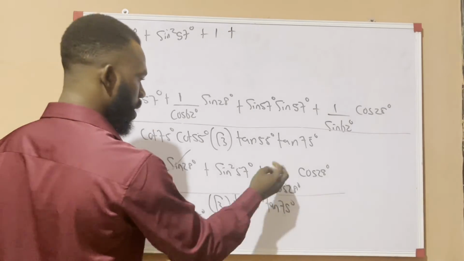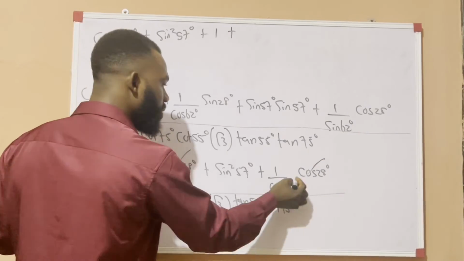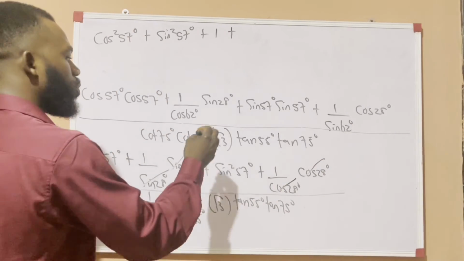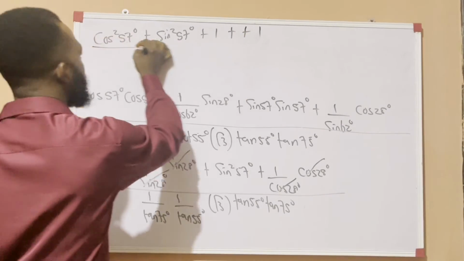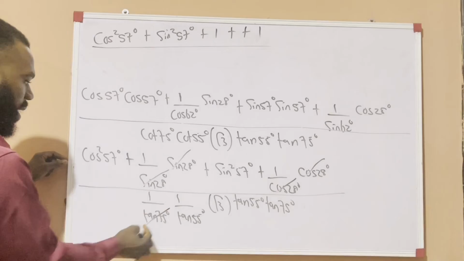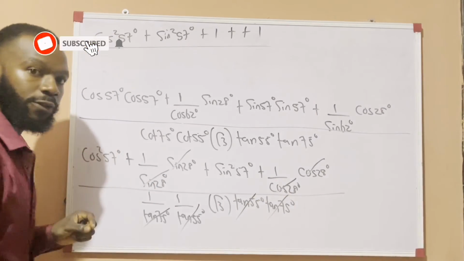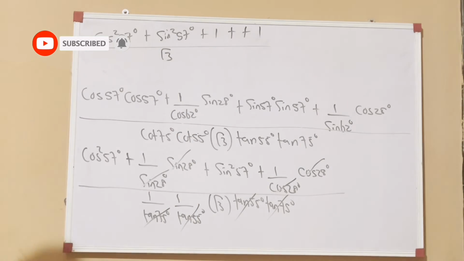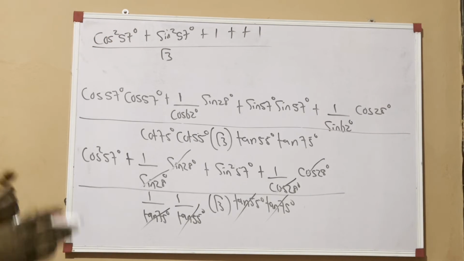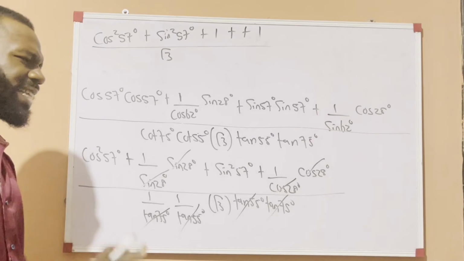Now plus, cos 28 degrees will cancel out cos 28 degrees. So what do I also have left? Plus 1. Are you with me? All over. Now, tan 75 will cancel out tan 75, and tan 55 will cancel out tan 55. So what do I have left? It is as simple as this. You don't need to stress yourself or kill yourself over this. Just go step by step.